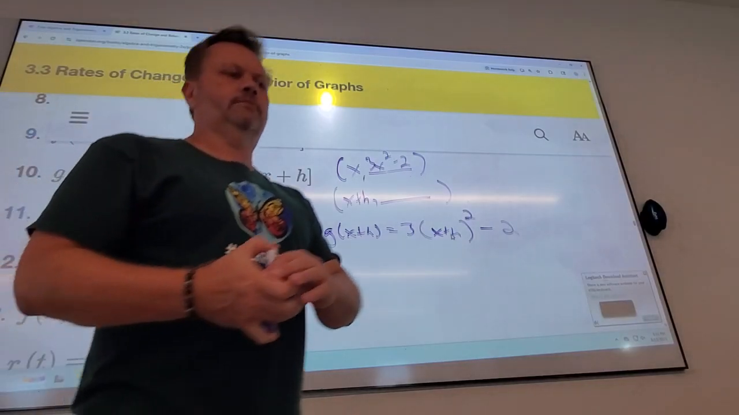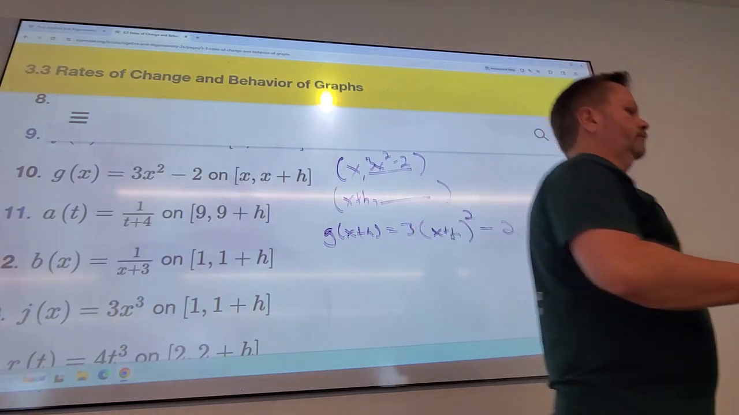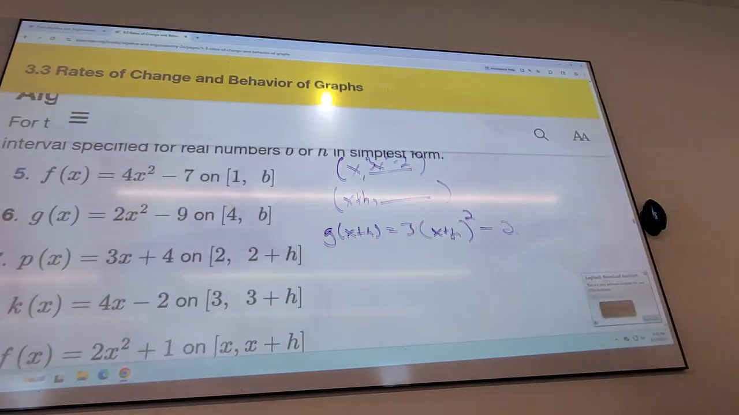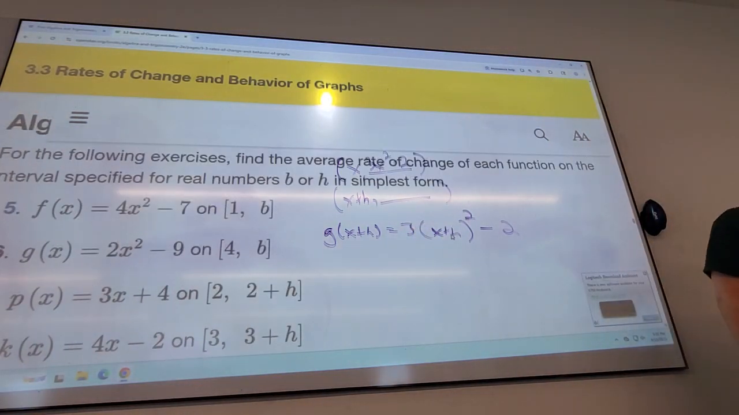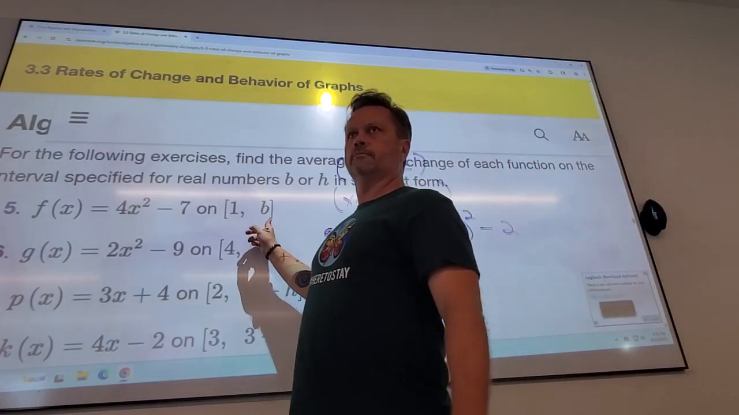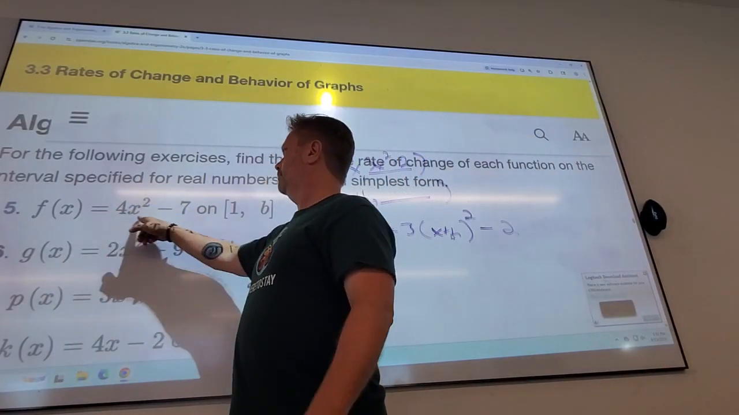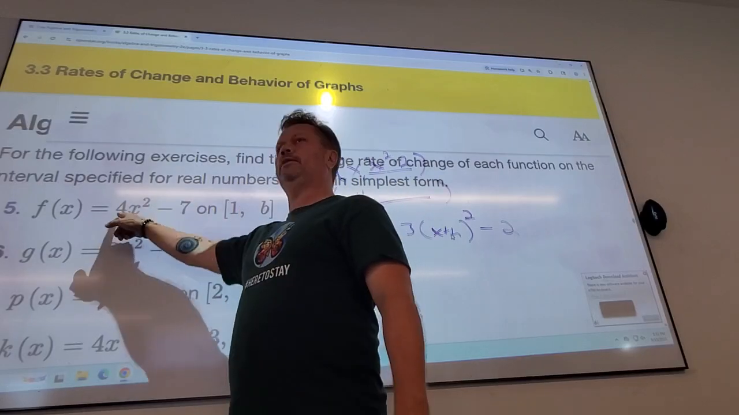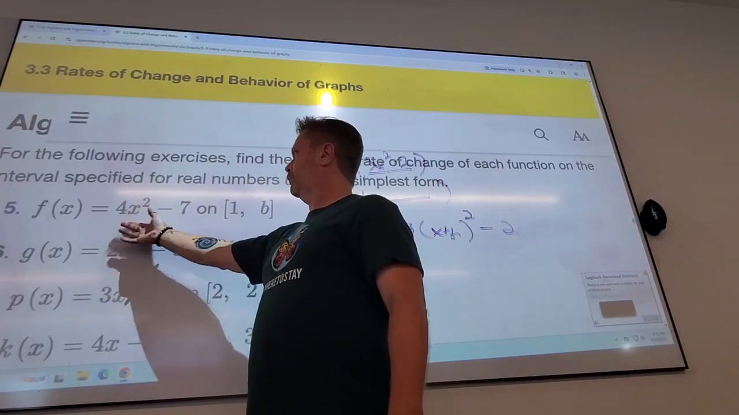For 5, is it asking you for the y-intercept? Or, because it says b, am I supposed to plug b in? Oh, no. Literally, one input is 1 and the other input is b. Okay. So f of 1, you get a number. F of b, you get 4b squared minus 7.